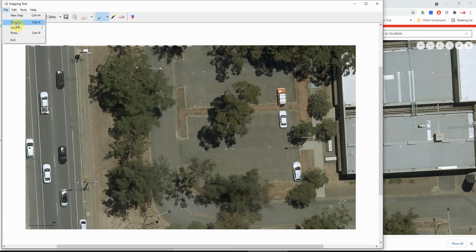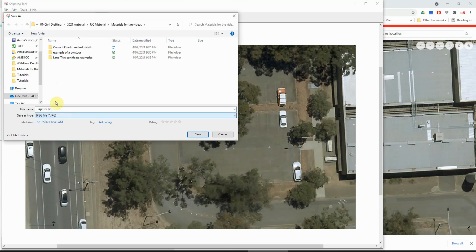Let's save this view as a JPEG file. I'll save it just under the course material. You can save it wherever you want. Let's call it TAFE car park.